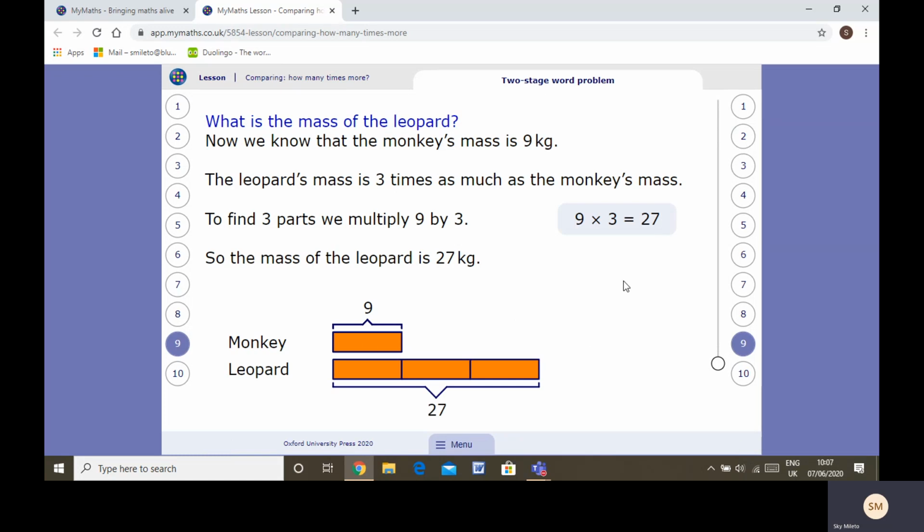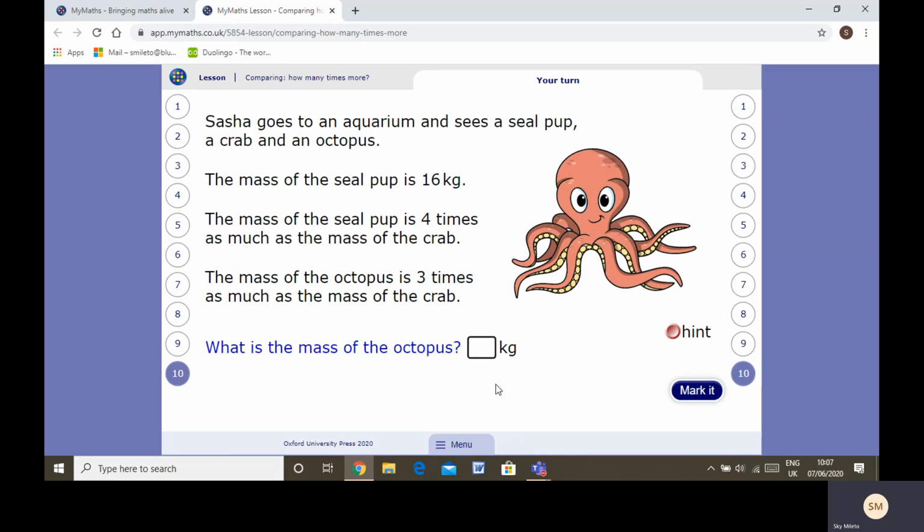If you need to go back in the video and watch that again because I went through it very quickly, please do. And if you want to write down how it was worked out, you can. Finally, we have a question for you. You can pause it and try it on a piece of paper, drawing your bar models, and then see if you got it right. Or you can go through it with me.